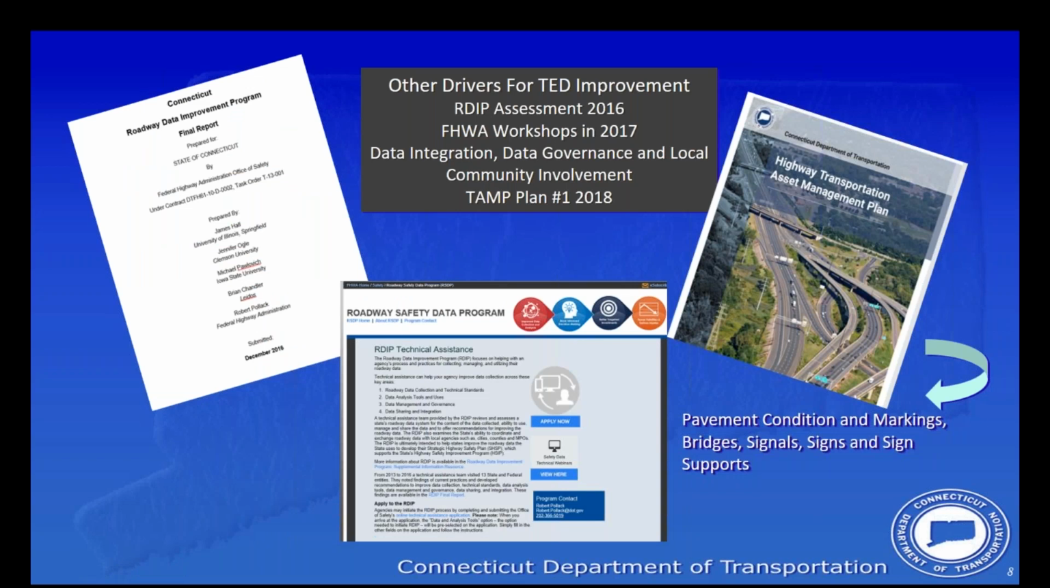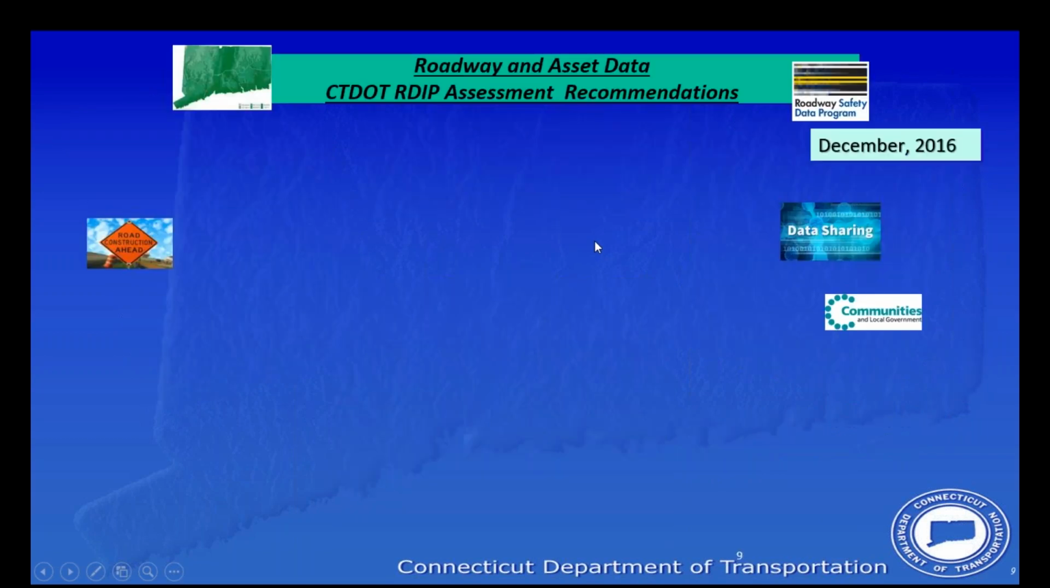So these were other drivers that were helping us with TED. I mentioned the RDIP assessment that we took advantage of in 2016. In the meantime, our asset management plan was focusing on developing goals for pavement condition and markings, bridges, signals, signs, and sign supports. It was very ambitious.